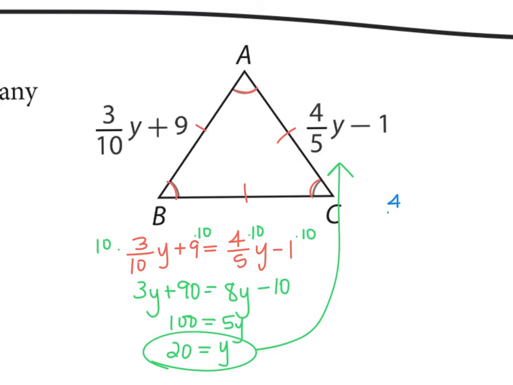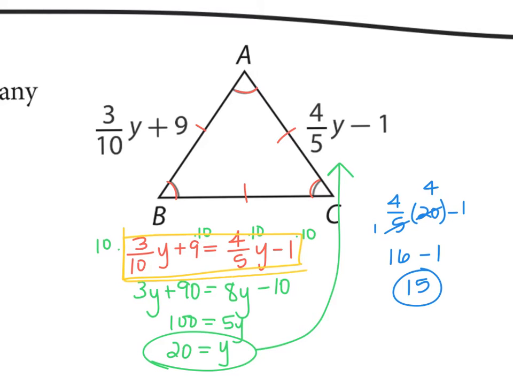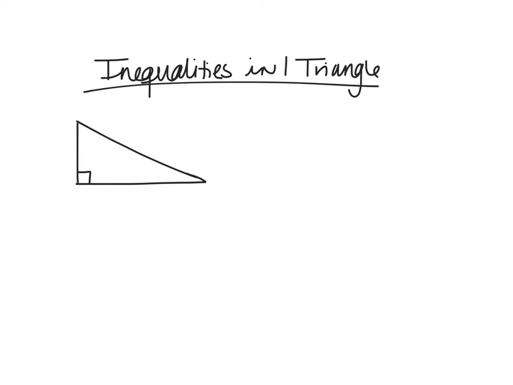So 4/5 times 20 minus 1. I don't know if you remember your fraction rules, but these 5 and 20 kind of cancel to give you 4 and 1. So that's 16 minus 1, which is 15. And you would get the same value if you plugged it into the other side. If we didn't talk about that fraction stuff tomorrow, we certainly can. But I hope that if nothing else, you understand why you're setting the two of these equal to each other in the first place.